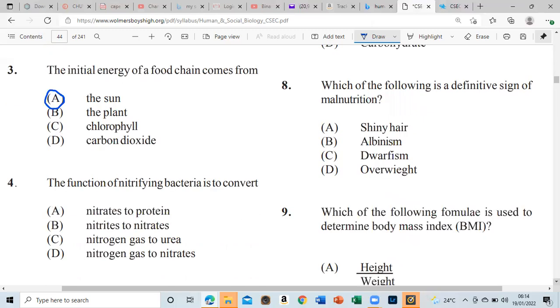The function of nitrifying bacteria is to convert A, nitrates to protein, B, nitrites to nitrates, C, nitrogen gas to urea, or D, nitrogen gas to nitrates? Which is it, guys, for number 4? And that is nitrites to nitrates. So that would be B.